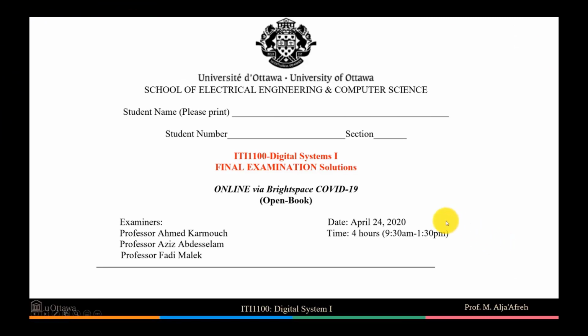So, as I promised you, today I'm going to share with you the solution for the final exam that took place last semester. Before I get started, I just would like to say that I claim no ownership for the material presented here, and these questions were written by those three examiners. Okay, so let's get started.